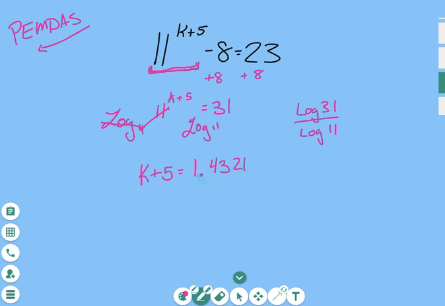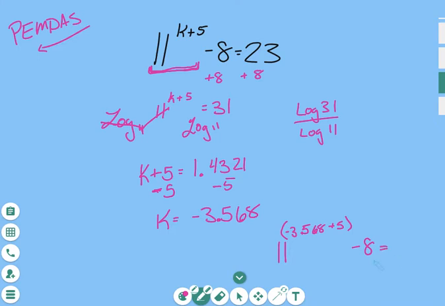Now I'm ready to continue on with my solving process. So I can go back to the beginning of our order of operations and undo adding 5 by subtracting and get a final answer of k is negative 3.568. Now if you're ever unsure or you feel like that number might not be correct, you can type it into the equation exactly where it would go. So in my calculator, I'm going to type in 11 to the negative 3.568 plus 5 minus 8.